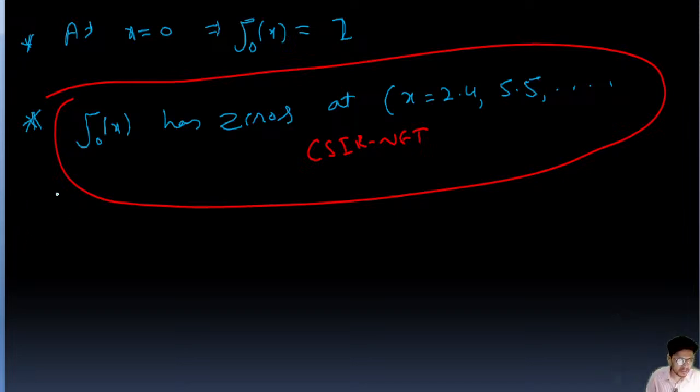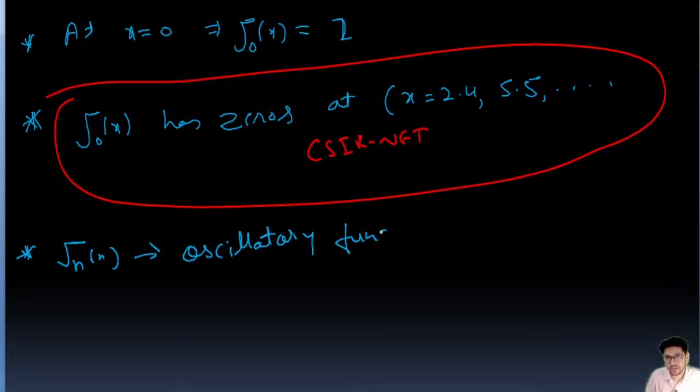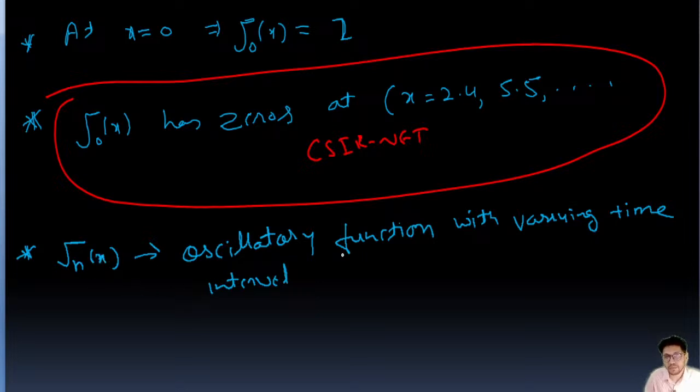Well, next, this is also important. J_n(x) is an oscillatory function. It is an oscillatory function with varying time period and amplitude.